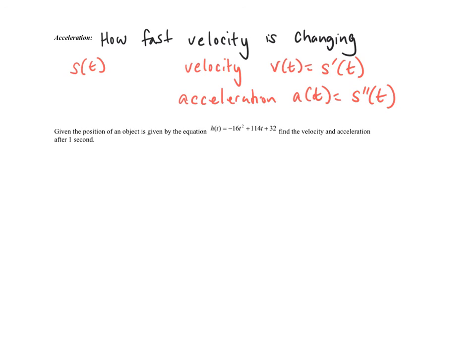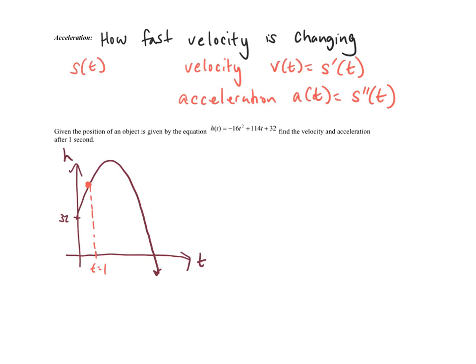So if we have this example here, it says given position of an object given by this equation, find the velocity and acceleration after a second. So if I were to graph this, it starts at 32 and it looks something like this. So it's some kind of object like this. So this is my axis of t, and this is height. So if we think about 1 second, t equals 1. So it's somewhere up here. I don't know exactly where it is. So we want to know how fast is that thing going, and is it accelerating, is it decelerating, things like that.